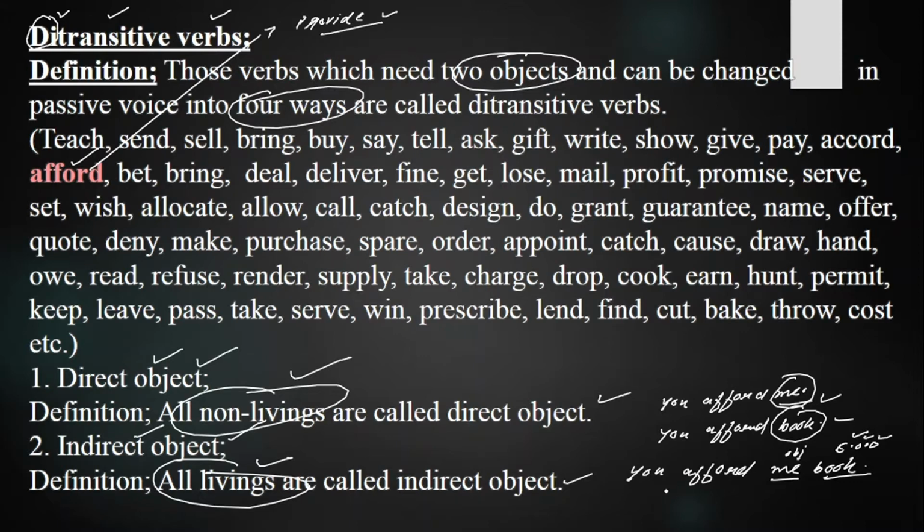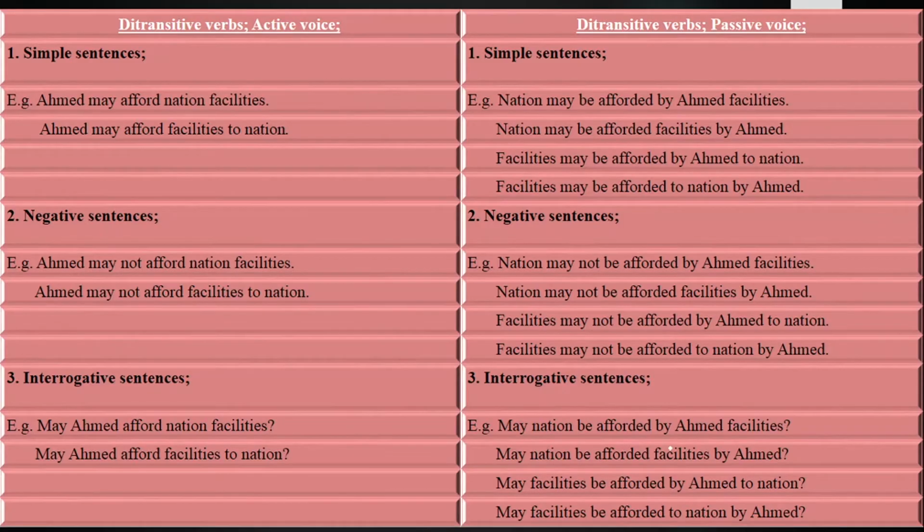Clear? Now, if you want to bring the direct object first and the indirect object at the end, you shuffle the places of direct and indirect object. So keep in your mind, your indirect object, me, will be followed by a preposition. You afford a book to me, means you provide books to me. So this is the way to change them in active voice in two ways. But we have got the main target: how are we going to change it from active voice into passive voice? In four ways. This is our target to discuss.